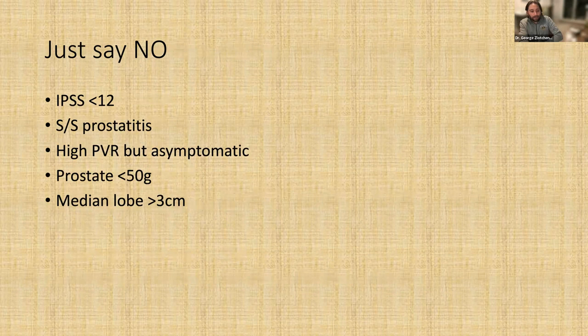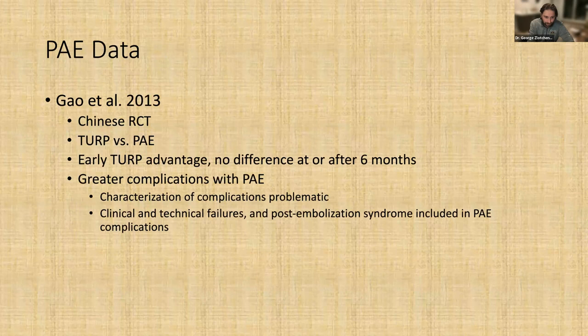All right, patients that you want to just say no to: IPSS less than 12, patients who have prostatitis, have a high PVR but their IPSS score isn't that high, their symptoms are not that bad. Small prostates and median lobe. Again, don't concentrate too much on a number. Mainly look at the ratio and the configuration.